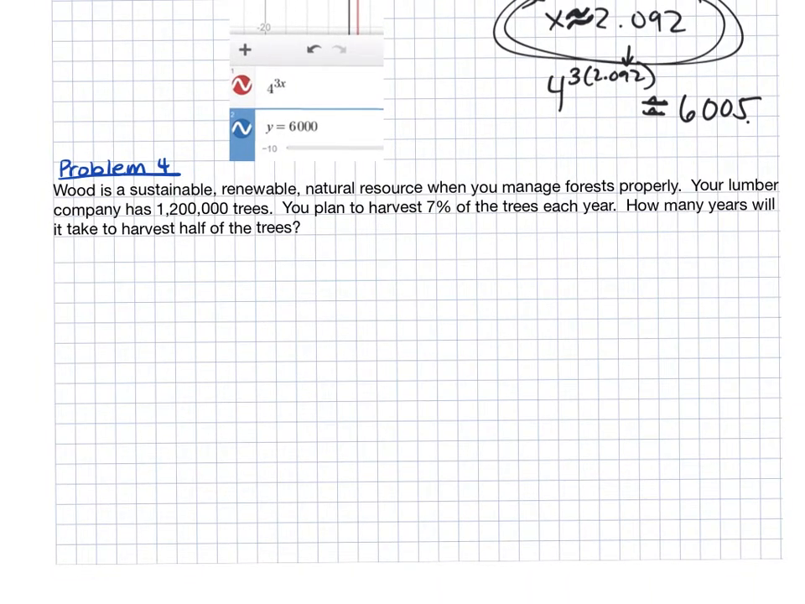This says, what is sustainable, renewable, natural resource when you manage? Well, your lumber company has 1.2 million trees. You plan to harvest 7% of the trees each year. How many years will it take to harvest half of the trees? Okay, so to come up with this, you're starting with, let's put this in millions, 1.2 million trees, and you're going to harvest 0.07. So after 1 year, you're going to have 1 minus 0.07, right? And then that's after 1 year. Then another year, you're going to multiply that by 7% of that, and then 7% of that, you're going to subtract, right?